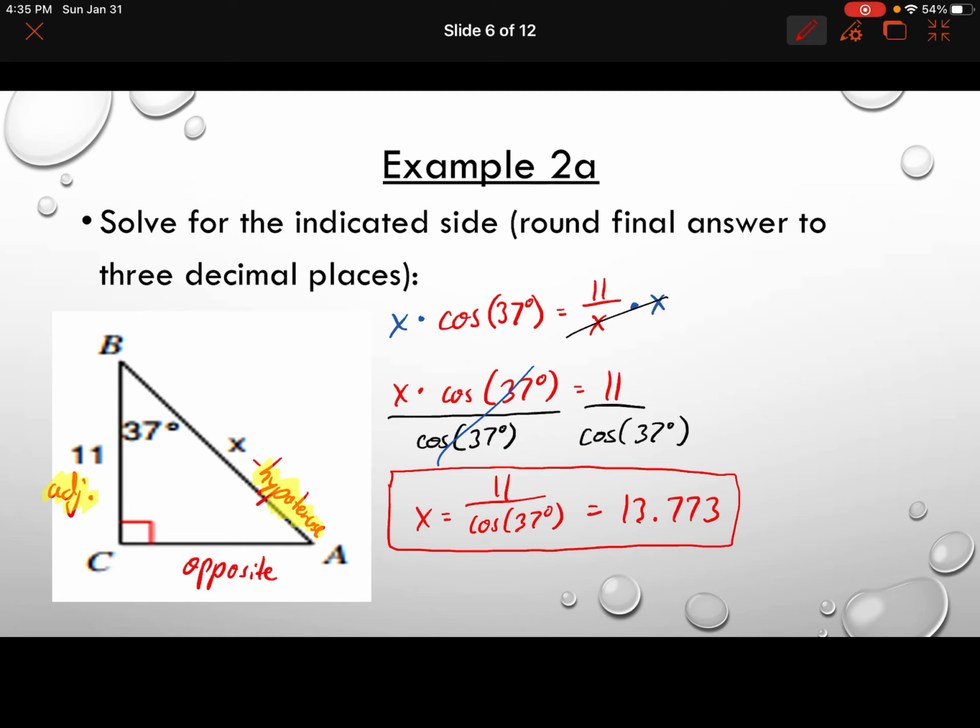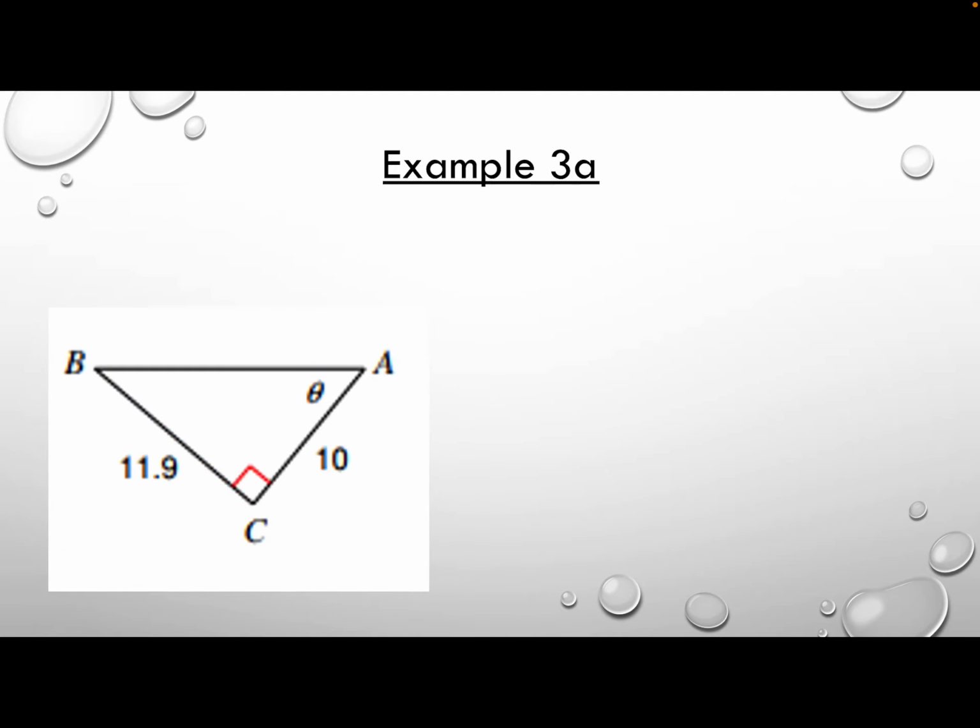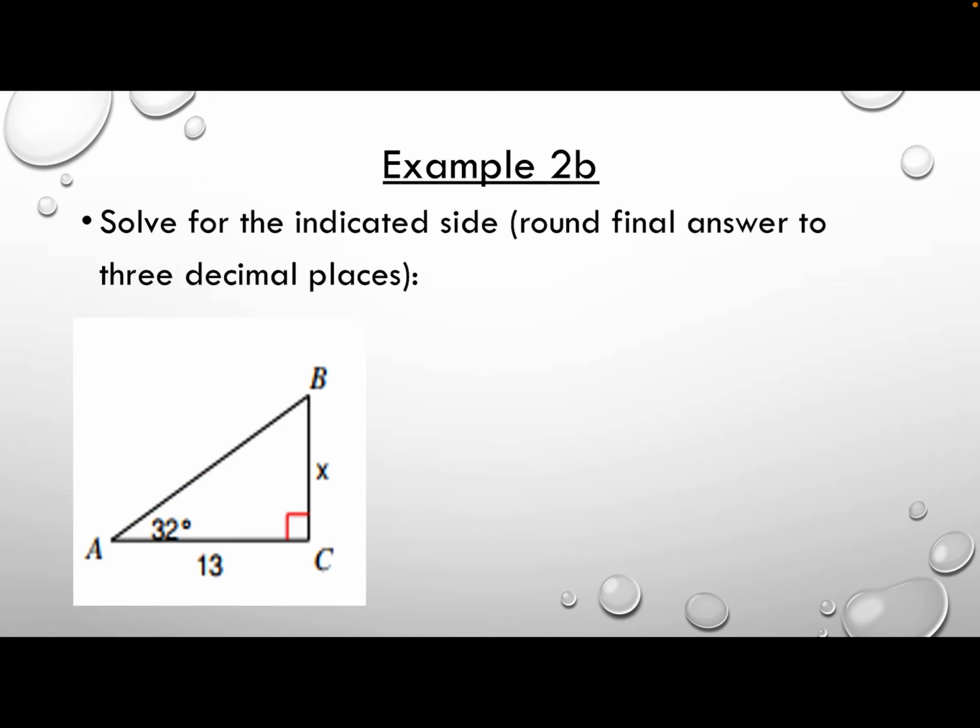So once again, label the triangle, determine based upon what you're trying to solve for and what you're given which trig function to use, and then just get x by itself at that point. So that's 2A. Now at 2B, we have a different triangle. This one I do want you to try on your own. You might have to use a different trig function for this one, which is why I tell you label the triangle. See which trig function would be most appropriate based upon what you're trying to solve for and the information you're given. So that's 2B on your own.